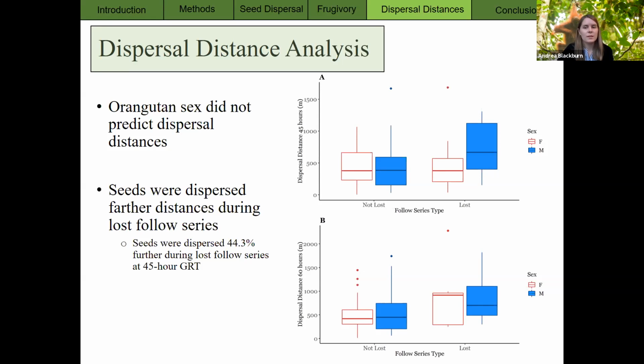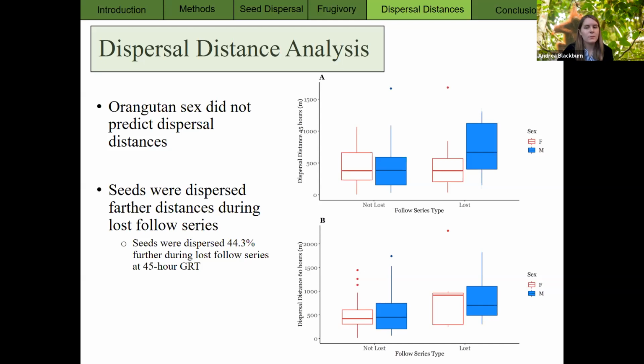During lost follow series, seeds were dispersed 44.3% further than during not-lost follow series at the 45-hour gut retention time. The mean distance seeds were dispersed during lost follow series at 45 hours was 622 meters, and at 60 hours, during lost follow series, seeds were dispersed mean distances of 845 meters. In contrast, with the not-lost follow series, mean dispersal distances were 431 meters at 45 hours and 491 meters at 60 hours.